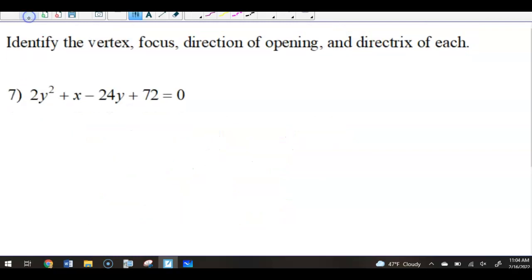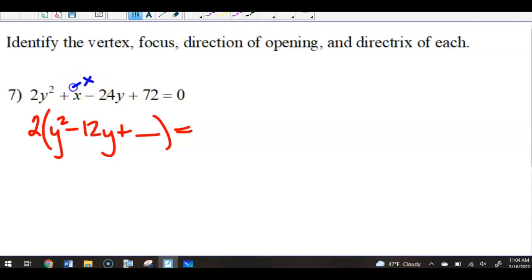All right. Number 7, I think we might have done this one too, but you're going to take the 2 out of the 2y squared terms. So you have a 2y squared. If you divide -24y by 2, it'll become -12y. And then I am subtracting x and 72 over to the other side. Okay.